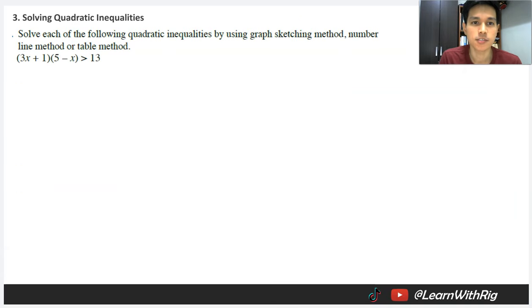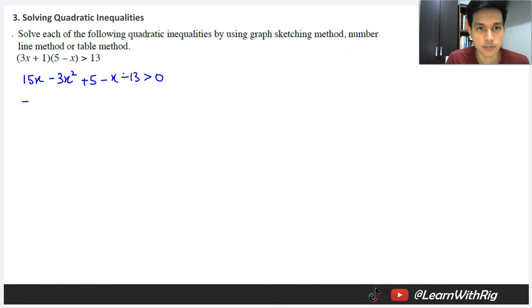Now, last question. Solve each of the following quadratic inequalities by using the graph sketching method, number line method, or table method. So this is actually similar to the previous question. The first thing you're going to do is expand this. You're going to get 3 times 5, 15x minus 3x squared plus 5 minus x, and then minus 13, more than 0.